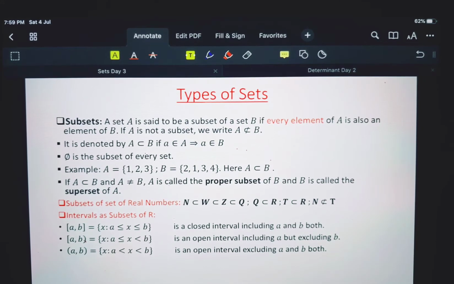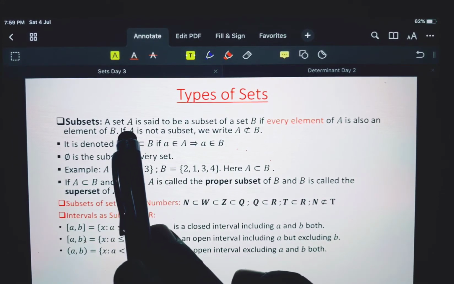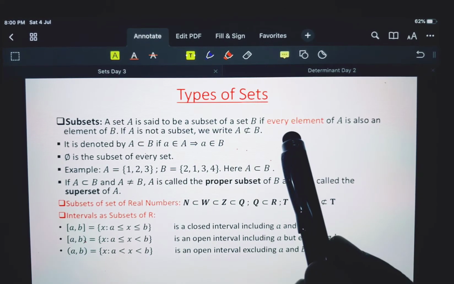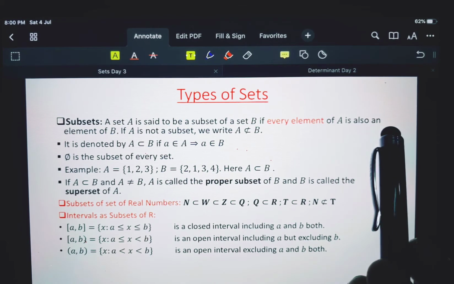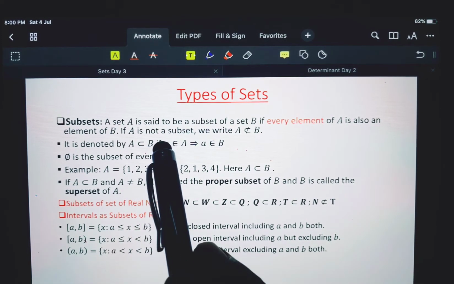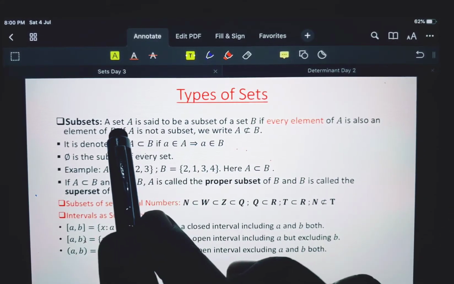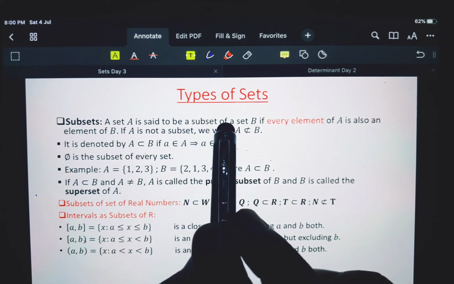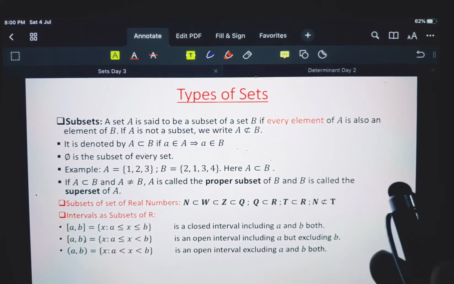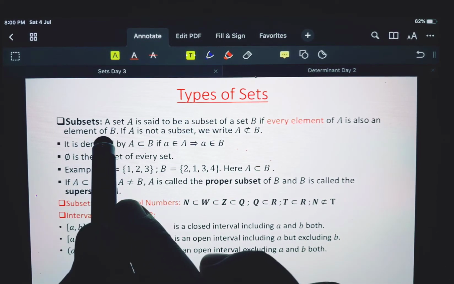Now we come to subsets. What are subsets? A set A is said to be a subset of a set B if every element of A is also an element of B. Forget for the moment, don't read this, just see. When can I say a set A is a subset of B? If every element of A is also an element of B.